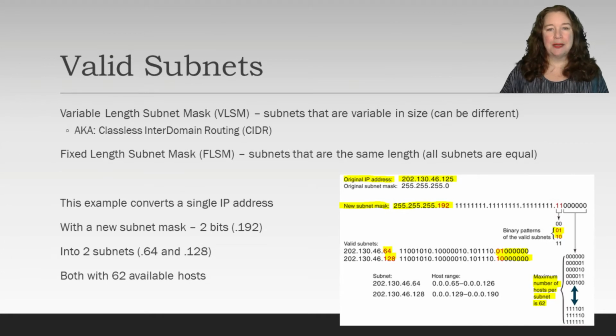When you make your subnets, it's important to recognize whether you have a variable length or a fixed length subnet mask. The subnets in a variable length subnet mask can vary in size, which means I can make a subnet that has 126 nodes, and I can make a subnet that has 62 nodes, and they can be different in size. They're called variable length subnet masks, and we use CIDR, Classless Inter-Domain Routing, to define the different subnets and how many nodes are available.